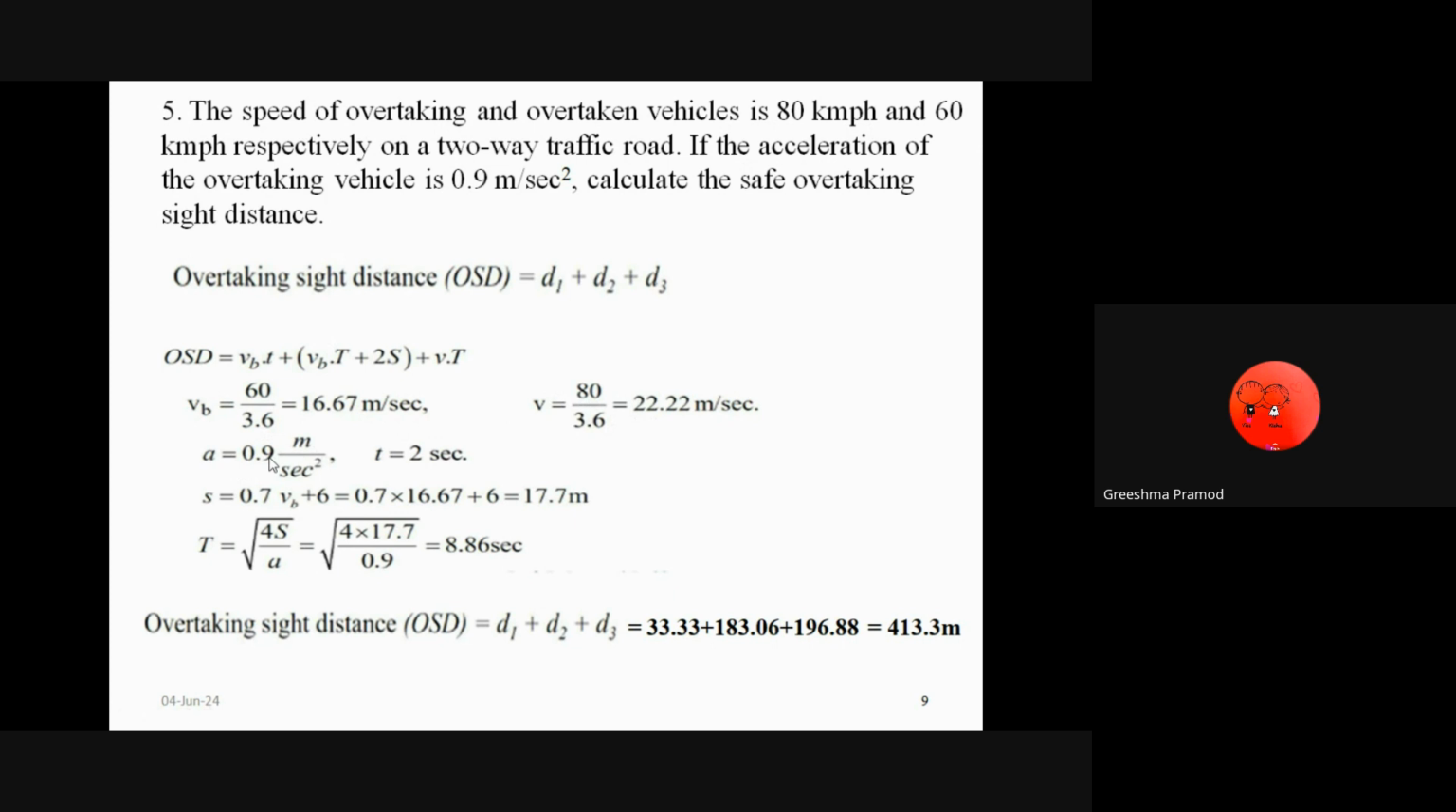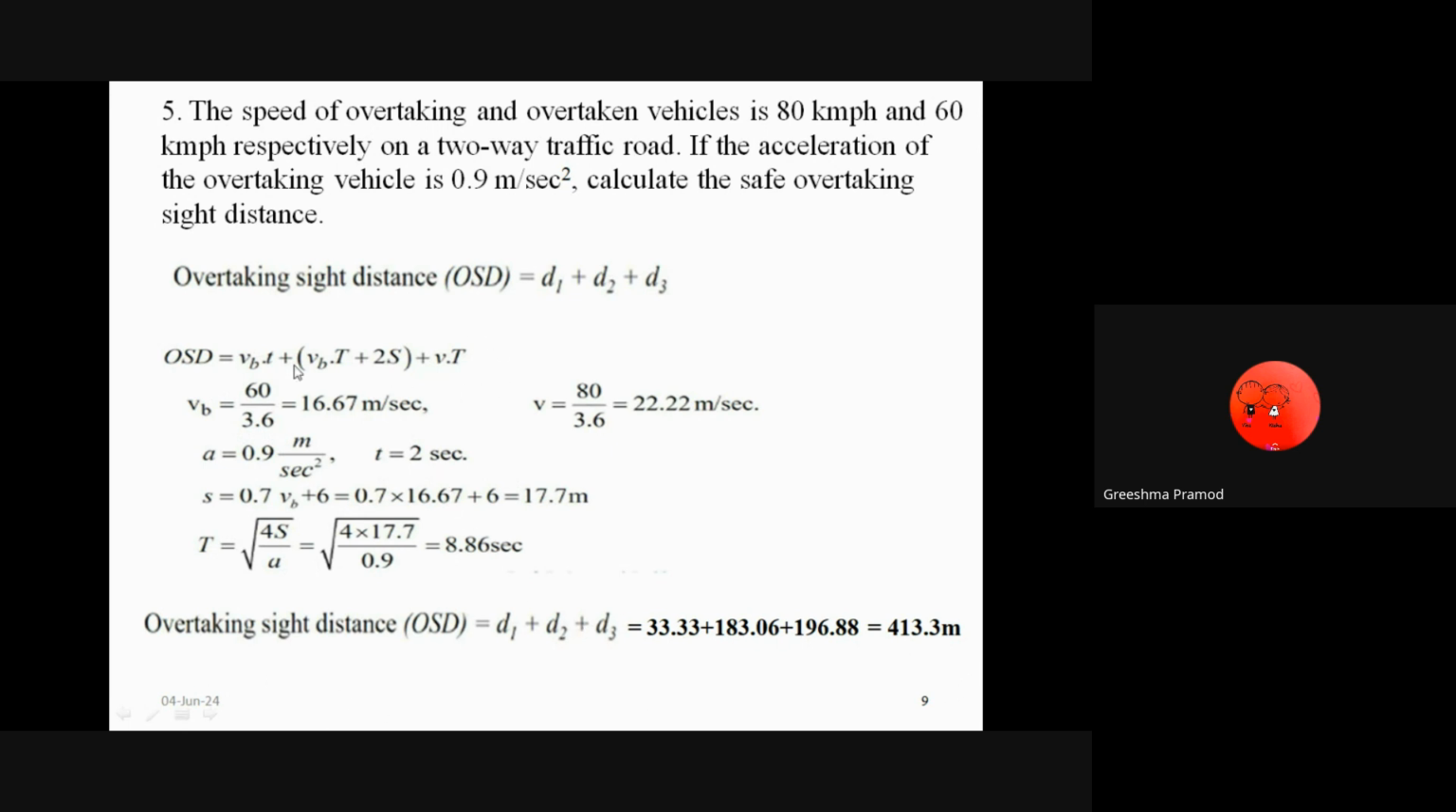So based on that you have to give. Sometimes the values might not be given to you, so you need to assume them as given in the textbook. Then s can be found out by the equation 0.7 into vb plus 6. vb we have already found out in meter per second, so from there you'll get a value for s. Then find t and substitute in this equation, and finally you'll get a value for OSD.